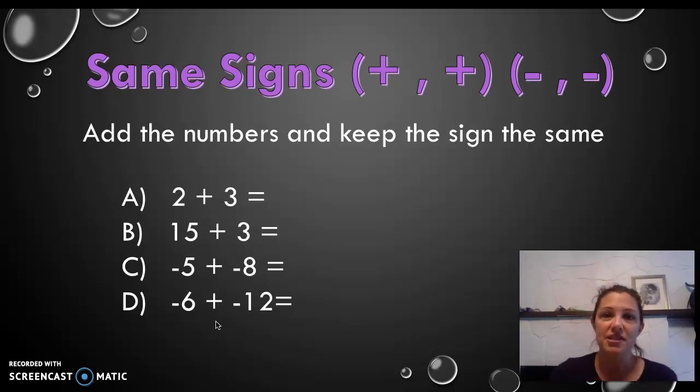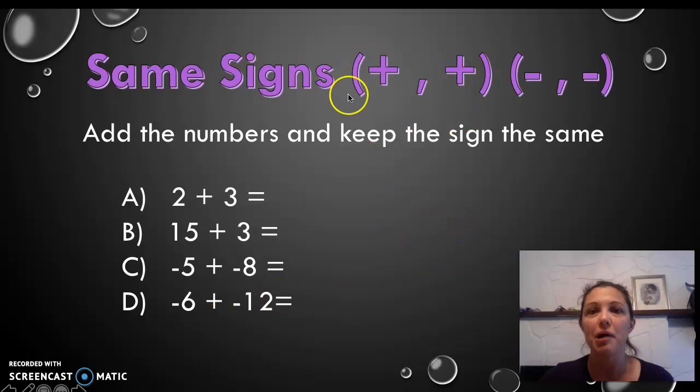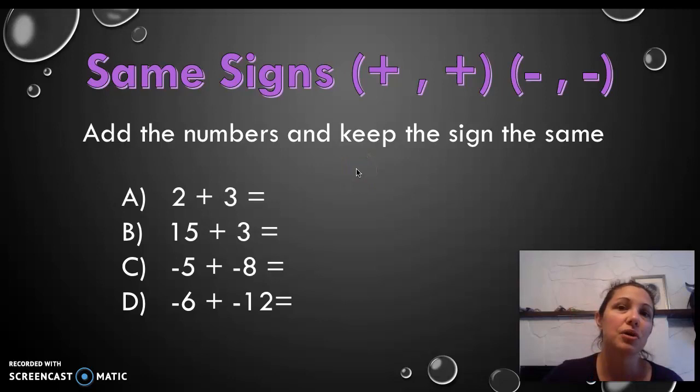And the first is if the signs are the same. So we have two positive numbers or two negative numbers. This is quite simply the easiest way you're going to add, right? You're just going to take the numbers and add them together. If they're positive, then your answer is going to be positive. If they're both negative, then your answer is going to be more negative. So just add them and keep the sign.